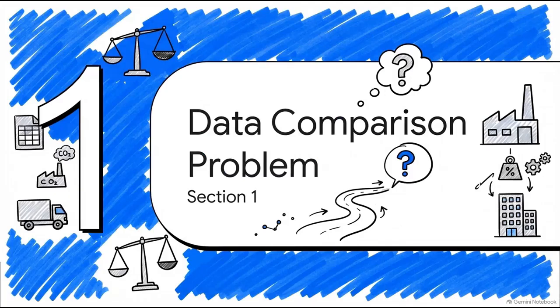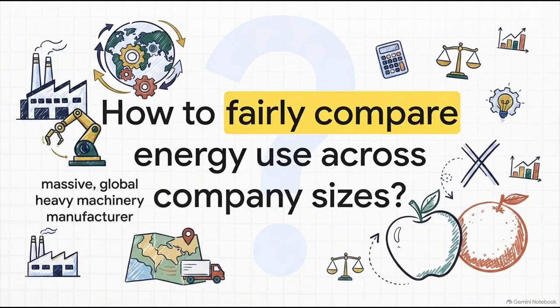Okay, part 1, the data comparison problem. So, put yourself in the shoes of an investor for a second. You're looking at the industrial machinery space, and I want to pose this critical question to you. How on earth do you accurately and fairly compare the energy use of some massive, global, heavy machinery manufacturer with a much smaller regional parts supplier? I mean, if you just look at their total energy consumption side by side, those numbers are going to be wildly different. It's totally apples and oranges.